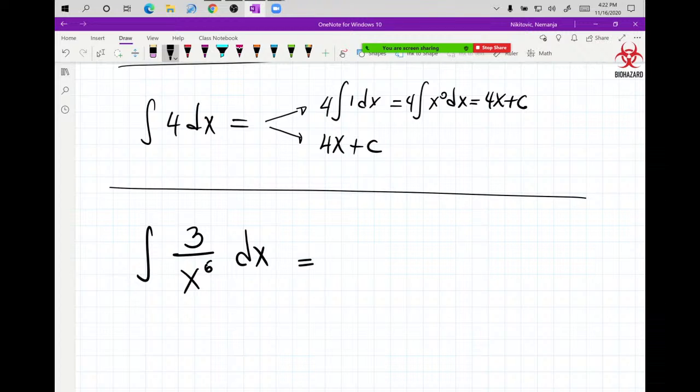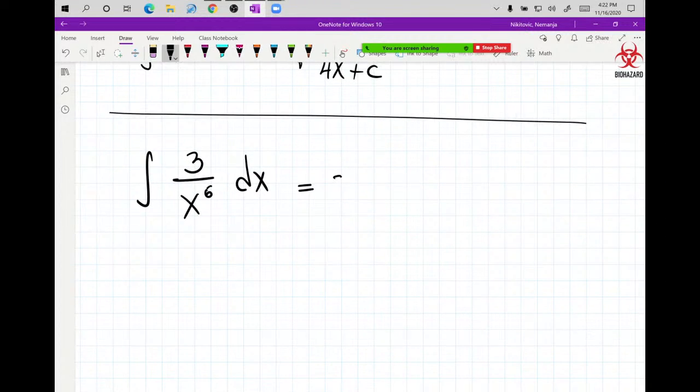Now, I understand you are learning this for the first time, but this is, believe it or not, enough time to apply 2 rules. Kick 3 outside, write this as x to the minus 6, and unleash the plus 1 n plus 1 formula. So it is immediately recognizing that this is the problem, and then you just go from there.